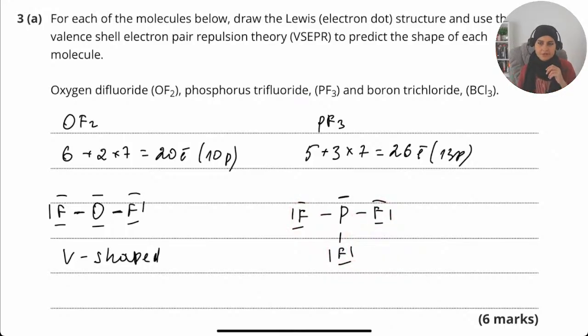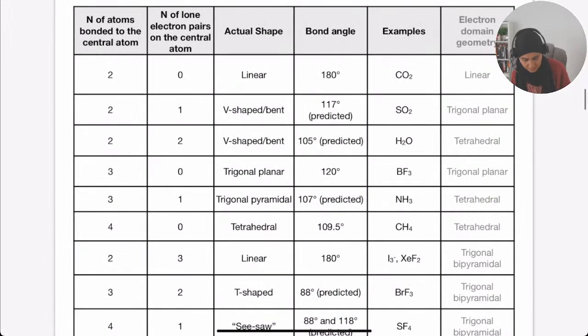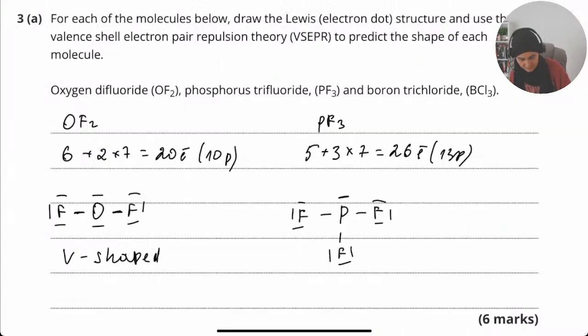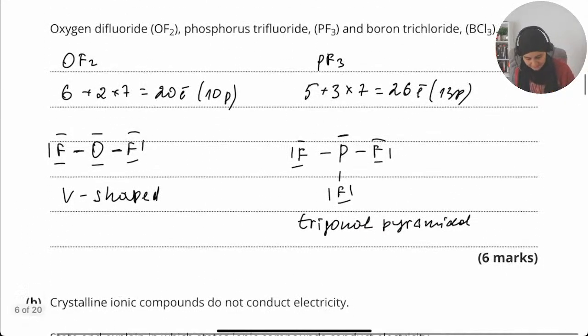And to find the shape, I go to the table. So phosphorus has 3 atoms bonded to the central atom, one lone pair. Okay, let's see. So 3 atoms bonded to the central atom, one lone pair, trigonal pyramidal shape, 107 degrees angle. Trigonal pyramidal.